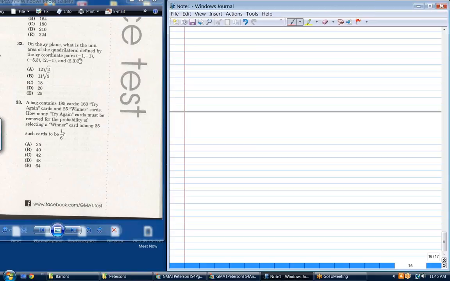Here's a coordinate plane question. Okay. On the XY plane, what is the unit area of the quadrilateral? Quadrilateral defined by the XY coordinate pairs.